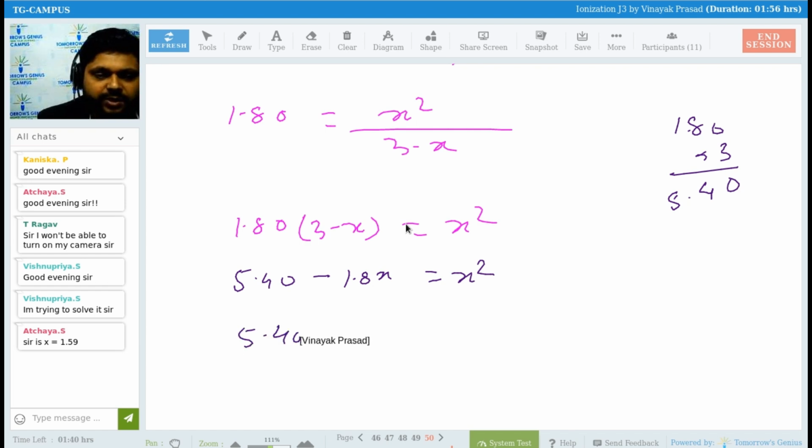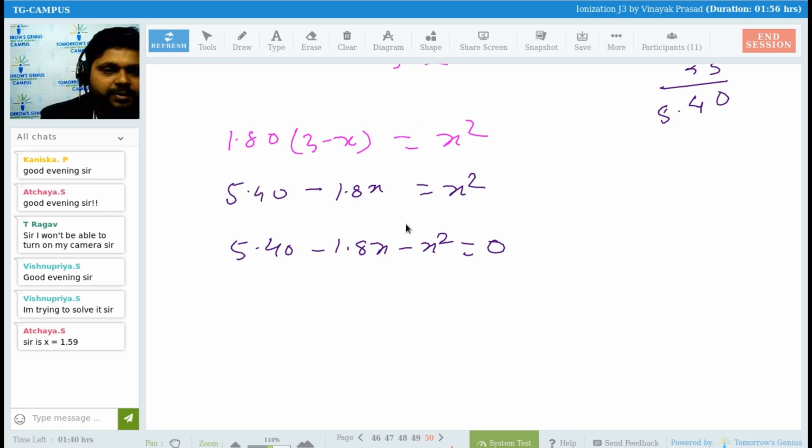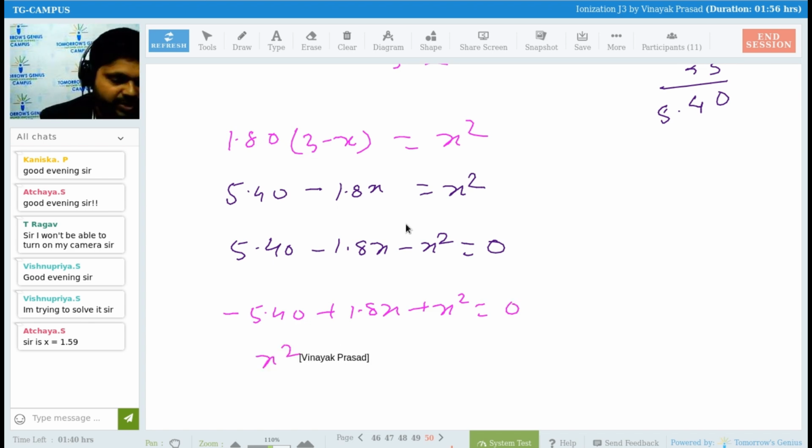So now what we will be doing here, we will be taking this x square to the left hand side. So we will get minus 1.8 x minus x square equals to 0, right? Now you might have solved this type of equations in your maths. If we have to bring this x square in plus, we will be multiplying all this with minus. If you multiply all this with minus, it will become minus 5.40 plus 1.8x plus x square equals to 0.